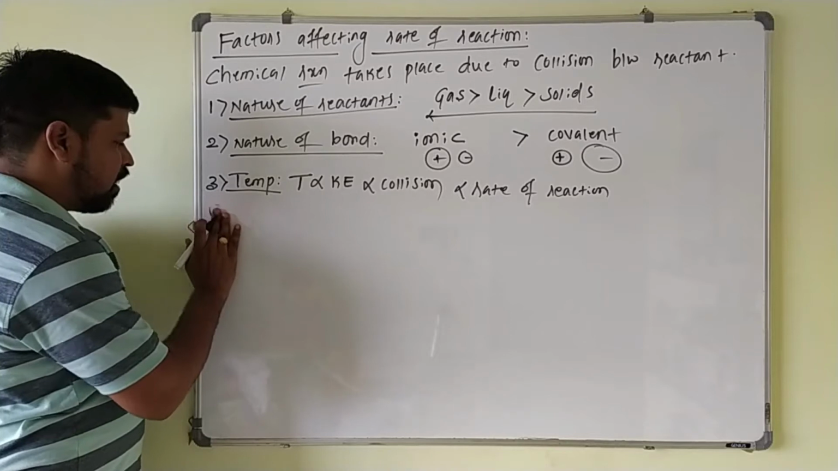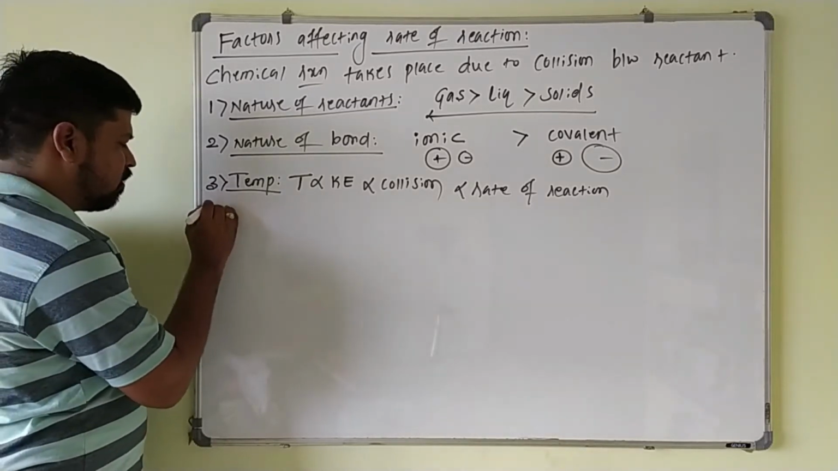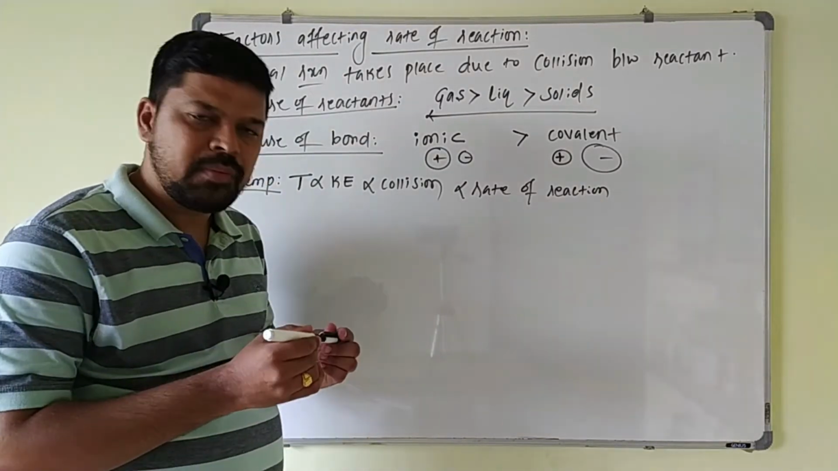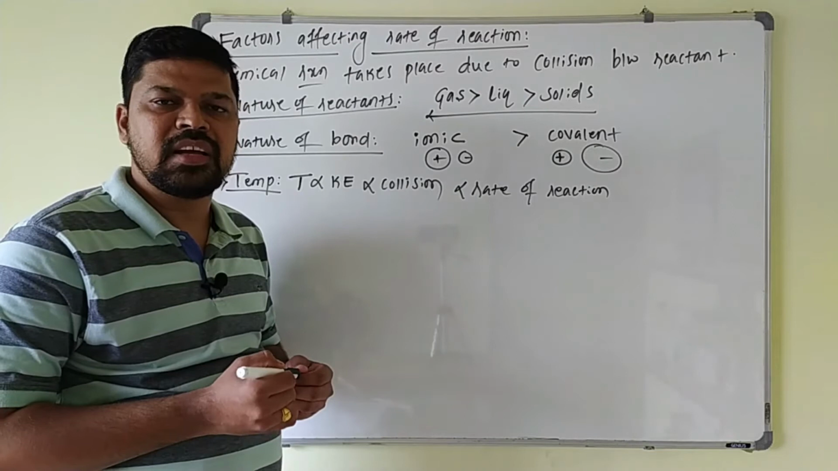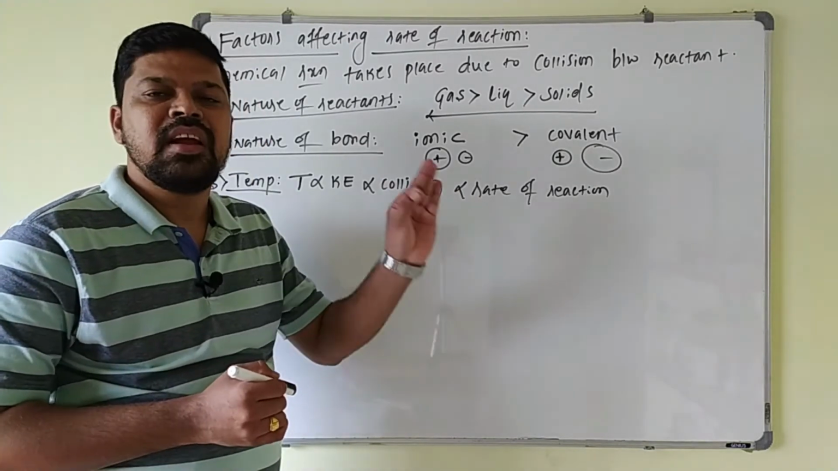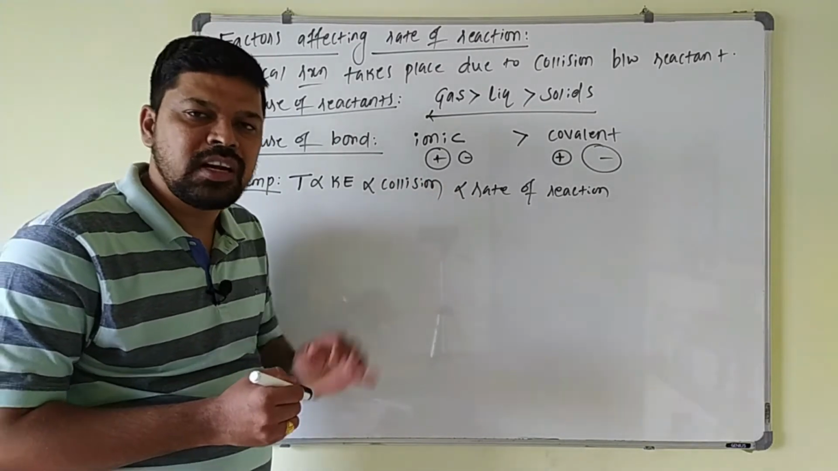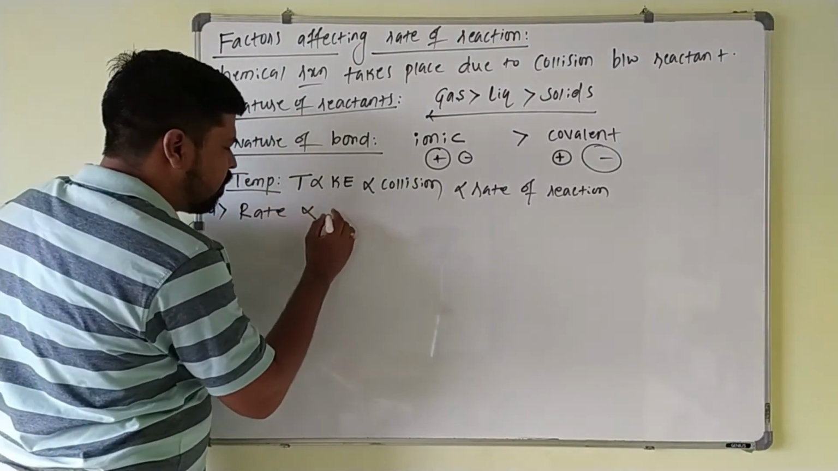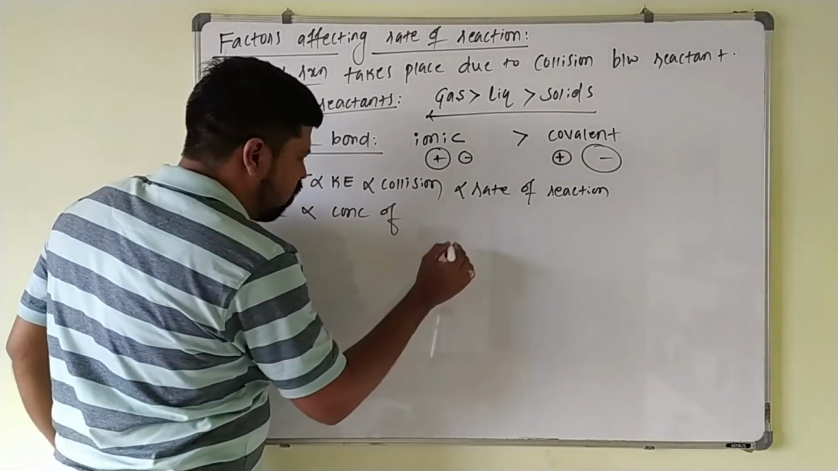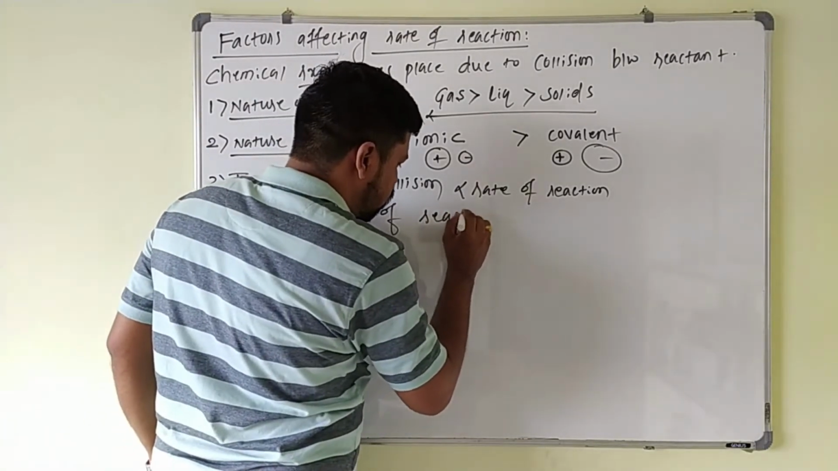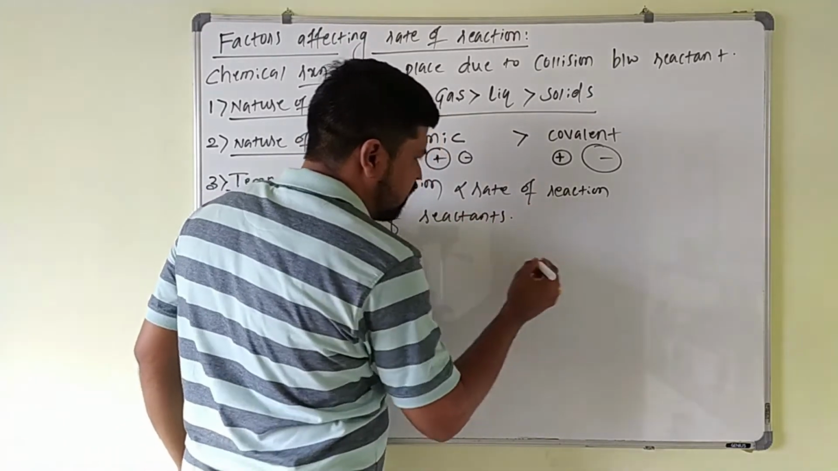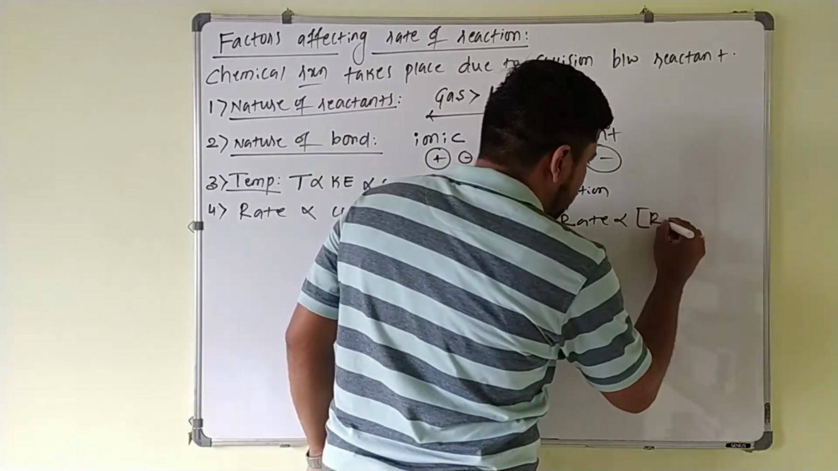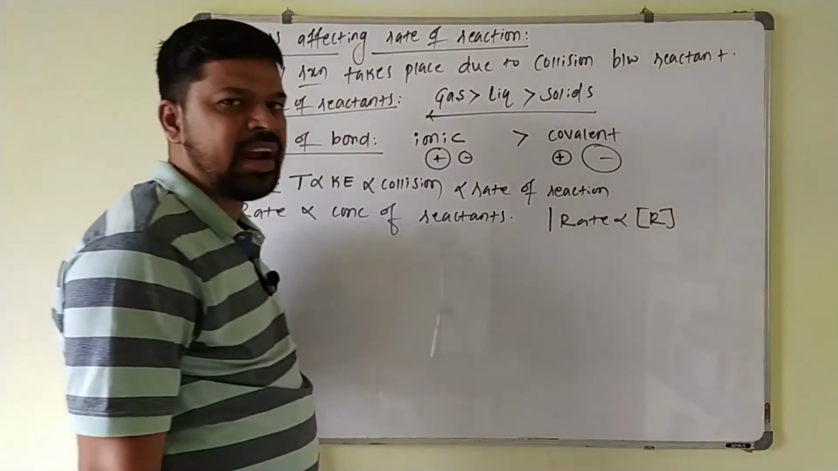Next one, what is the effect of concentration on the rate of the reaction? As the concentration of the reactant increases, more reacting molecules are present, so collisions increase and the rate of the reaction increases. So the rate of the reaction is directly proportional to the concentration of the reactants. Keep this in mind: the rate of the reaction is directly proportional to the molar concentration of the reactants.